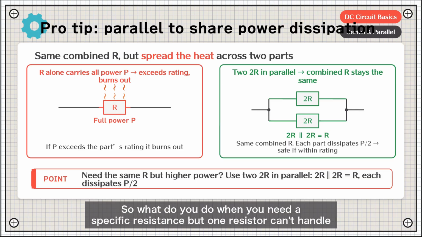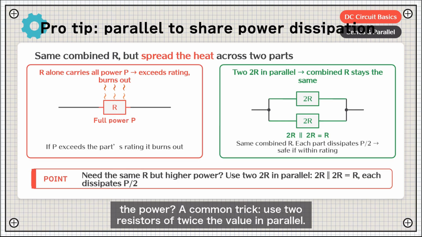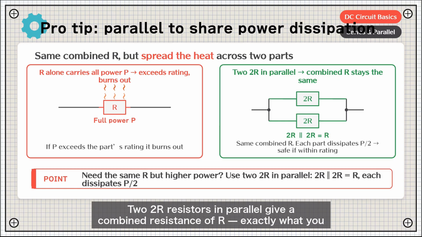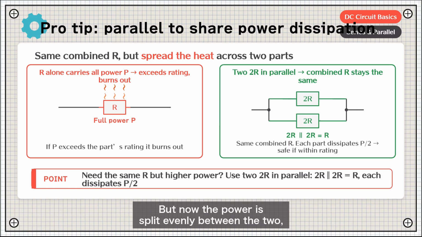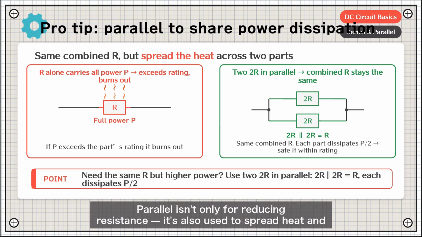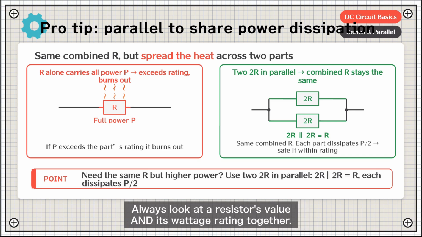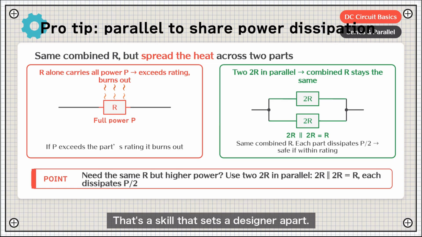So what do you do when you need a specific resistance but one resistor can't handle the power? A common trick: use two resistors of twice the value in parallel. Two 2R resistors in parallel give a combined resistance of R, exactly what you needed. But now the power is split evenly between the two, so each one dissipates only half as much heat. Same combined resistance, half the dissipation per part. Parallel isn't only for reducing resistance, it's also used to spread heat and protect components. Always look at the resistor's value and its voltage rating together. That's a skill that sets a designer apart.